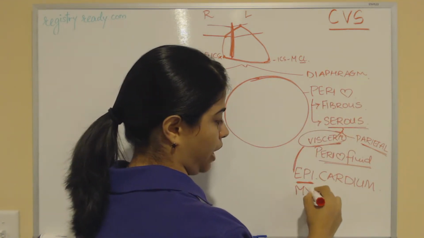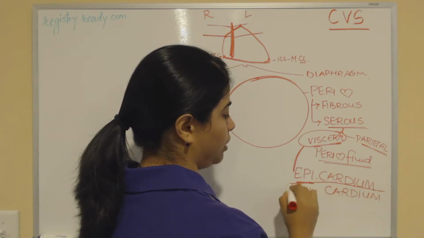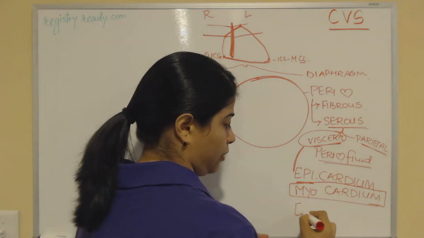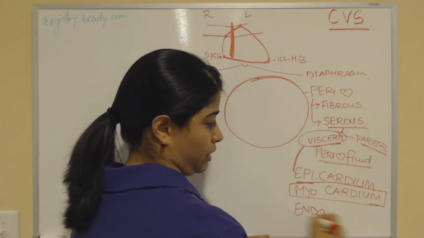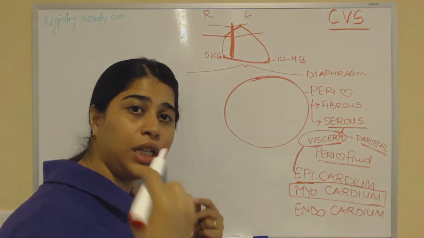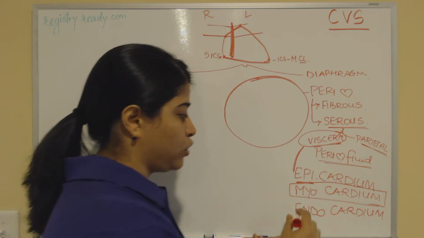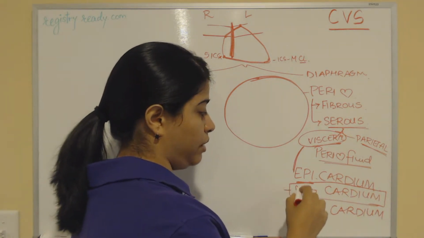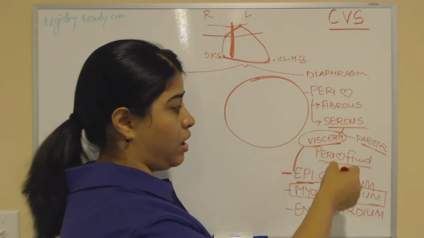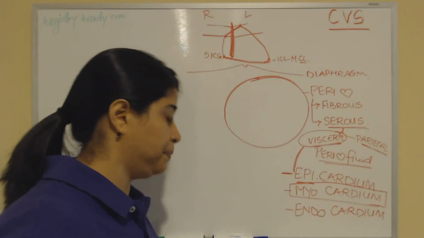Underneath the epicardium, we have the myocardium, myo referring to muscle. So the bulk muscle of the heart is formed by the myocardium. And underneath the myocardium, we have the endocardium. Endo means inside. So endocardium basically is a lining of endothelial cells which are lining the innermost layer of the heart. So we have endocardium, outside that the myocardium, outside that the epicardium, which is basically the visceral pericardium. Outside of that we have the fluid, and then we have the fibrous pericardium.